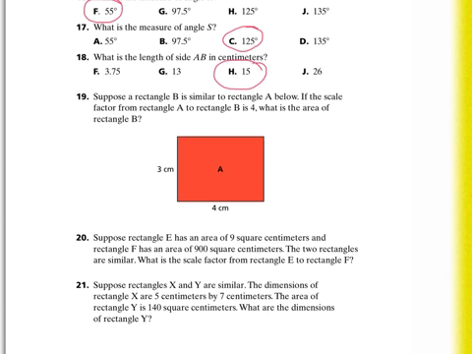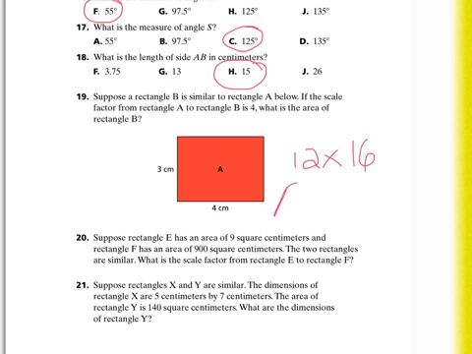Okay, number 19. Suppose a rectangle B is similar to rectangle A below. If the scale factor from rectangle A to rectangle B is 4, what is the area of rectangle B? There's two ways that you can do this. The first way is to get the dimensions to rectangle B. So, since our scale factor is 4, that means that our new dimensions are going to be 3 times 4 is 12 by 4 times 4, 16.